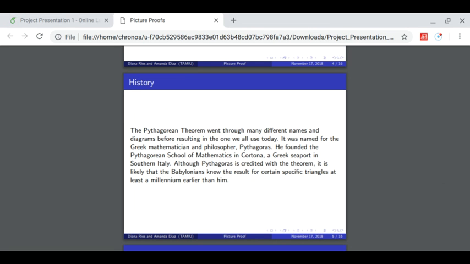The Pythagorean theorem went through many different names and diagrams before resulting in the one we all use today. It was named for the Greek mathematician and philosopher Pythagoras. He founded the Pythagorean School of Mathematics in Cortona, a Greek seaport in southern Italy. Although he is credited with the theorem, it is likely that the Babylonians knew the result for certain specific triangles at least a millennium earlier than him.